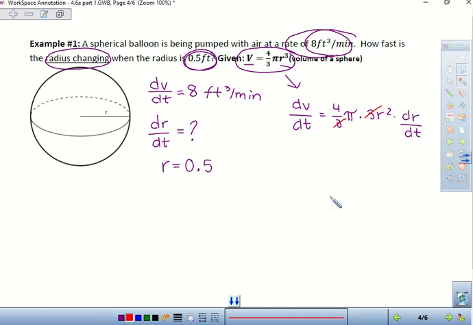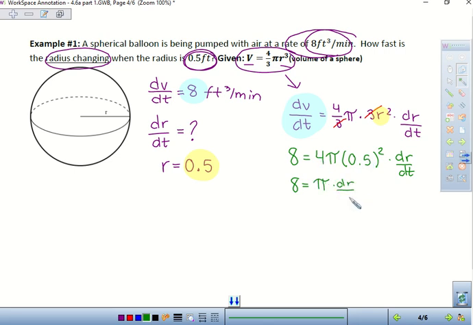Everybody good with how we got that? Now we're going to go through and see what we can plug in. So I can plug in 0.5 for the radius. What else can I plug in? Your dV/dt, which is going to allow me to solve for your dr/dt, because now I have one variable left, and that's always your goal. So we're going to plug in. That's going to be 8 equals 4 pi times 0.5 squared times dr/dt. That gives me 8 equals, this becomes 0.25 times 4 is 1, so it's just pi.